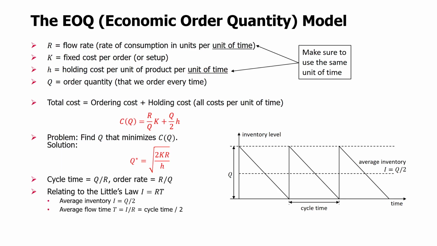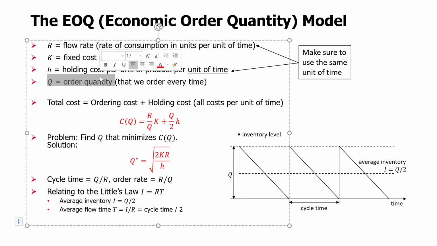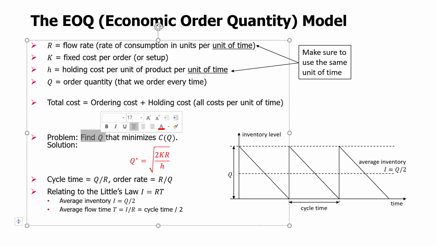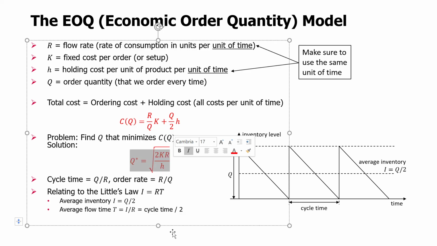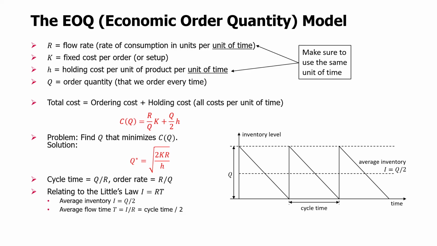So to summarize, we said if you want to manage cycle inventory, then you can manage it by choosing the appropriate quantity Q. And this quantity should be chosen in order to minimize the total cost that combines ordering cost and holding cost expressed by this formula. So the problem is to find the quantity that minimizes the cost expressed by this formula. And this quantity is Q star equals 2K R over H, and then taking the square root of this calculation.